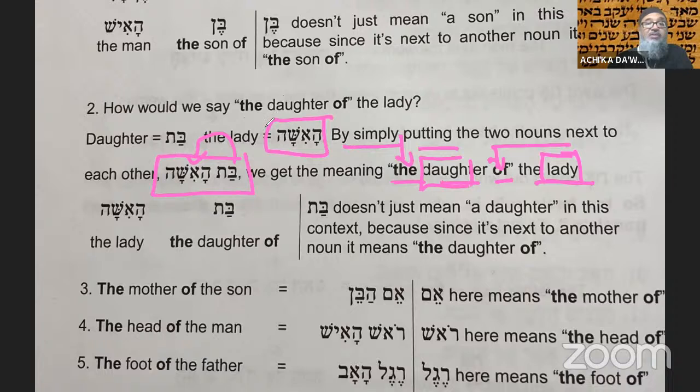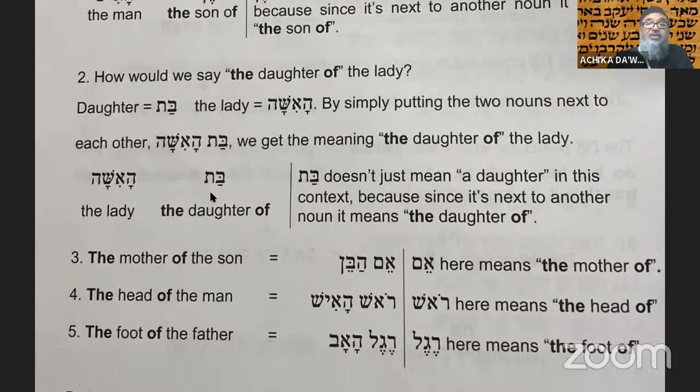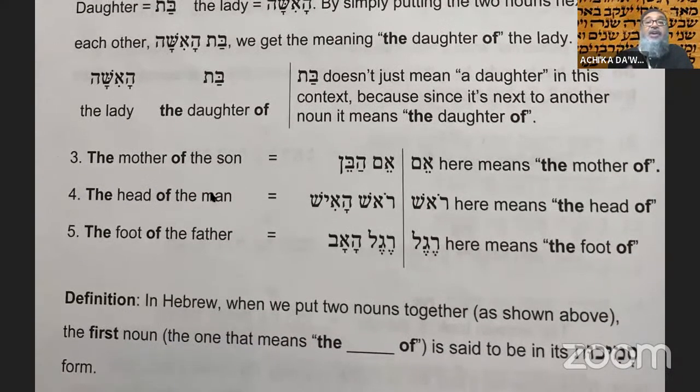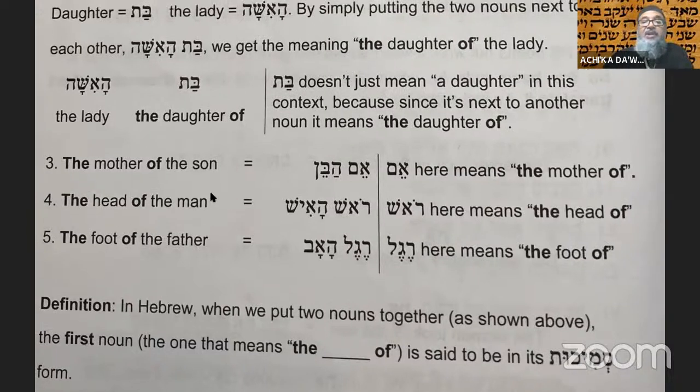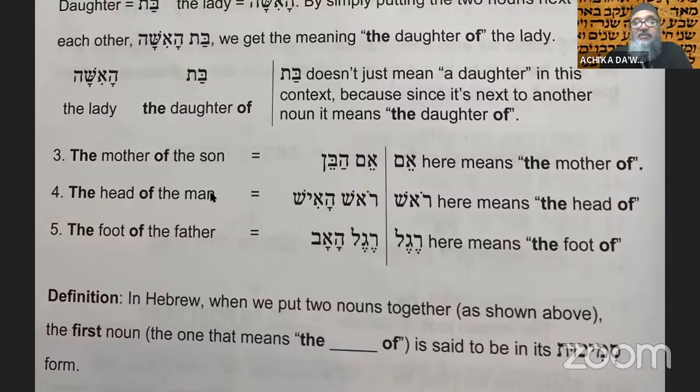Just like the horse, if the horse is first, then it would be the horse belongs to such and such, okay? So again, the rule is, and you're going to get a copy of this, when you put two Hebrew nouns next to each other, then it's the blank of whatever it is, okay? Number three, the mother of the son. It would be Em Ha'ben.